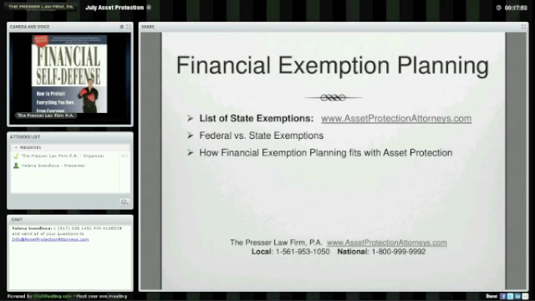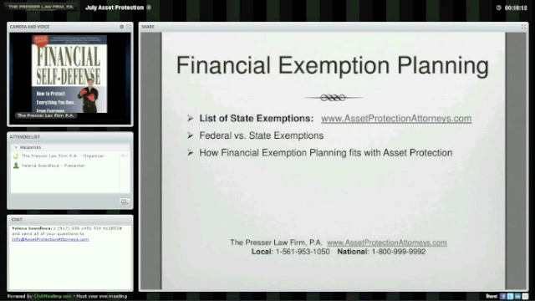So there's a lot of things you could do. There's financial exemption planning. And if you go to our website at www.assetprotectionattorneys.com, on the left side, you'll see a list of all the financial exemption planning. And we'll talk about this a little later. But you can use exemption planning to protect your assets.